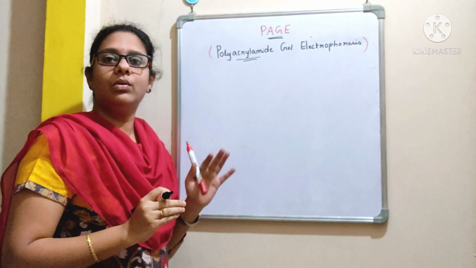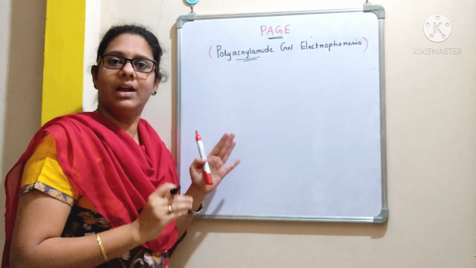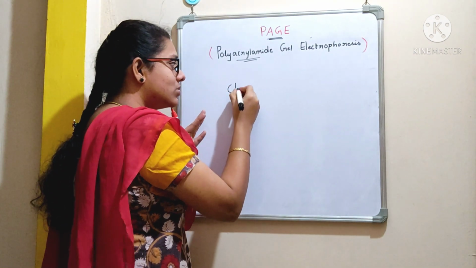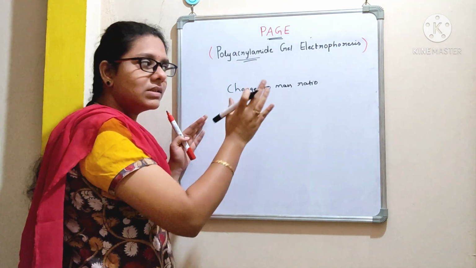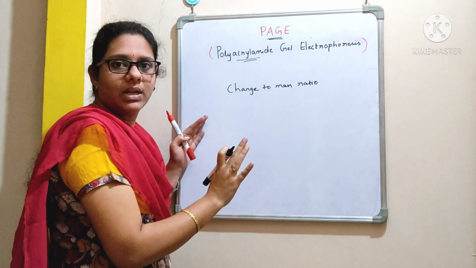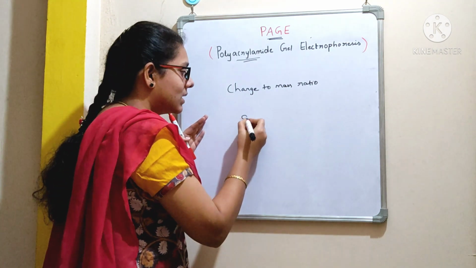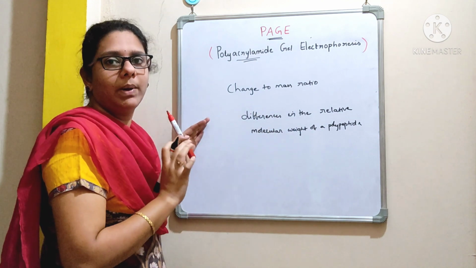Hope you are clear with the role of SDS detergent. What it will do? It will denature the protein and it will impart the negative charge to the protein. So here the charge to mass ratio is uniform for all the SDS-denatured proteins. But here the separation is achieved based on the differences in the relative molecular weight of a polypeptide.